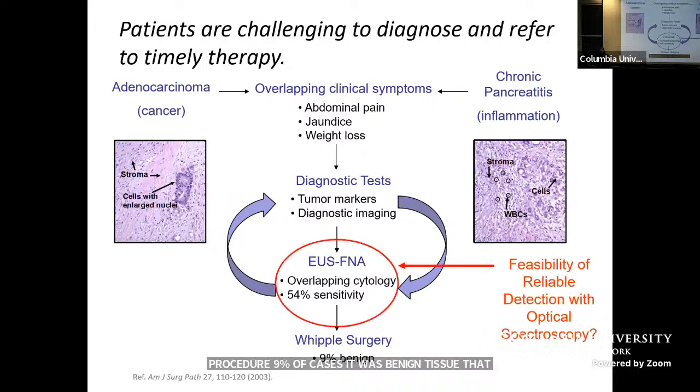And so the essential question that we were asking is, can we improve, can we develop another source of contrast? We know that ultrasound can detect a mass, but it can't tell us what that mass is. Is it cancer or is it inflammation? Would there be more contrast through optical diagnostics that would help us distinguish between cancer and inflammation? And so that's the question that we're going to ask.